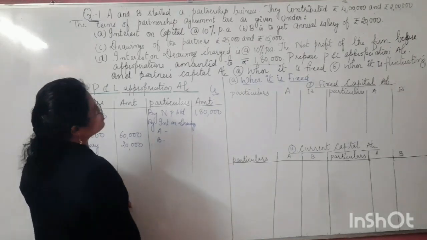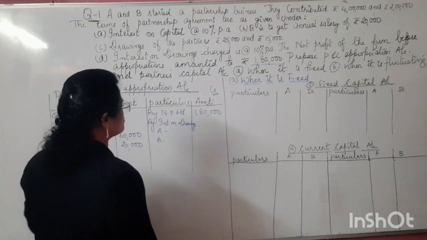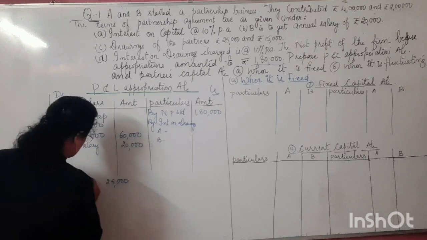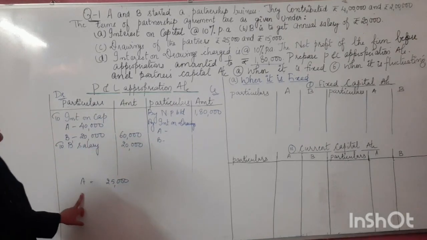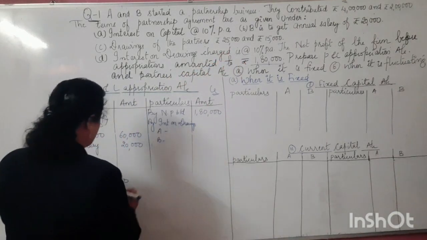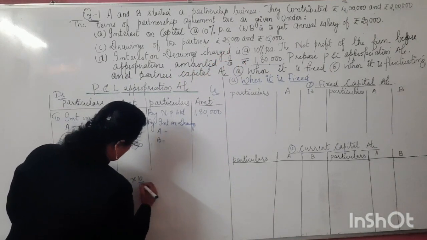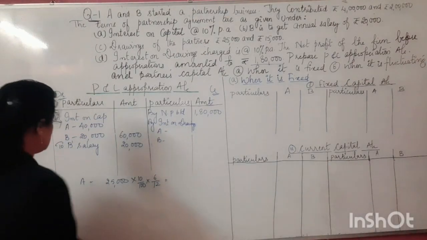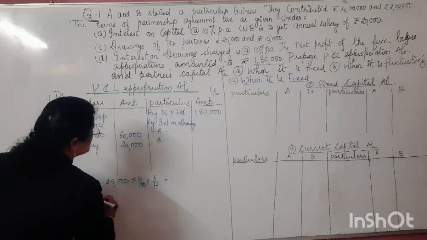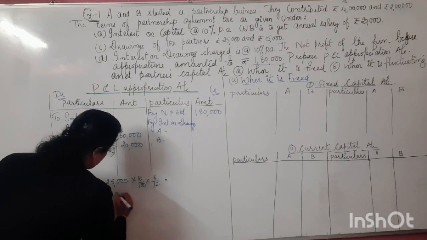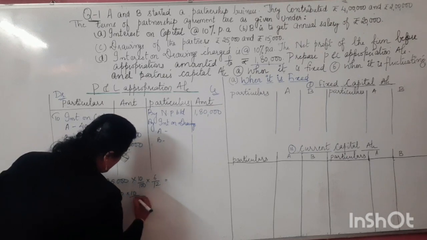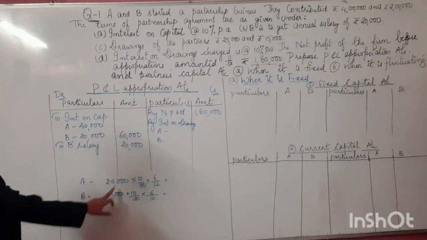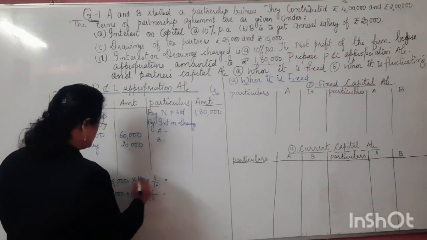So how to calculate the interest on drawings here? I am writing it here. A's drawing is how much? It's given here as 25,000. 25,000 into rate 10 upon 100, as mentioned in the question, into the half yearly basis, 6 upon 12. Similarly for B, what is the amount of drawings given? It is 15,000 into 10 upon 100 into 6 upon 12.